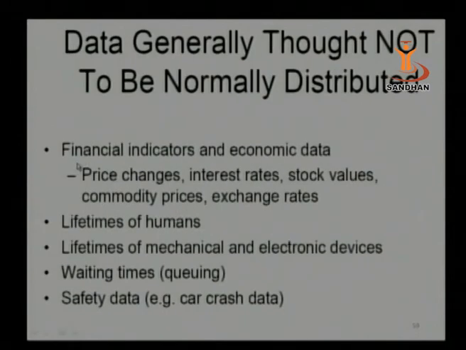Now financial indicators and economic data will not follow the normal distribution. Usually price changes, interest rates, stock values, commodity prices and exchange rates do not follow the normal distribution. Similarly, the lifetime of humans, the lifetime of mechanical or electric devices, waiting times in queuing and safety data, for example car crash data, will not follow the normal distribution. Now let us have some activities.